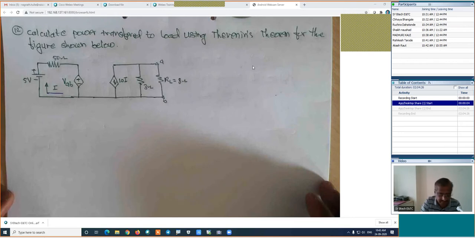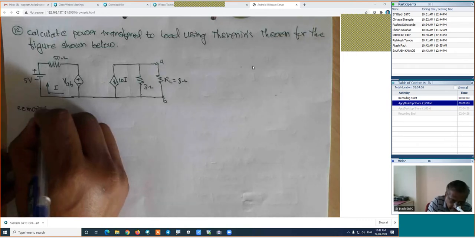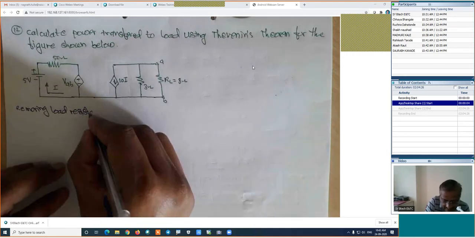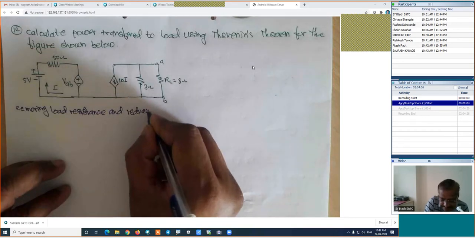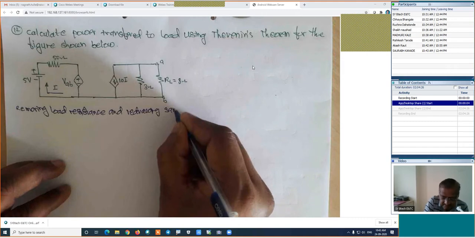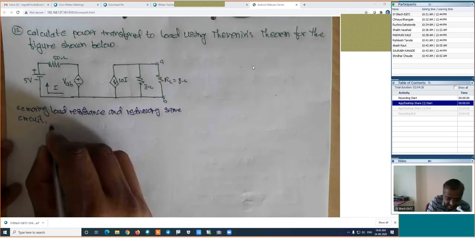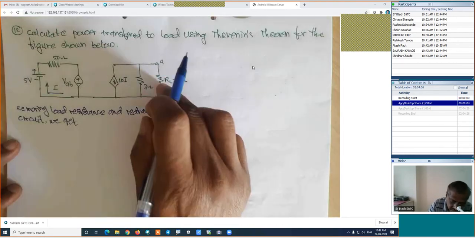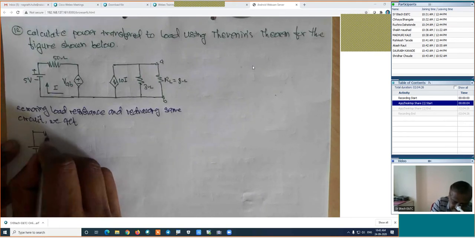Yes, I was right in the first point. Removing the load resistance and redrawing the same circuit, we get... I will draw the same figure here. How will the figure be? I'm just removing this load resistance, everything else will be the same. It will be something like this.